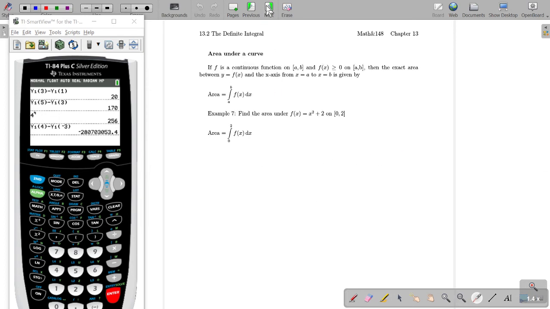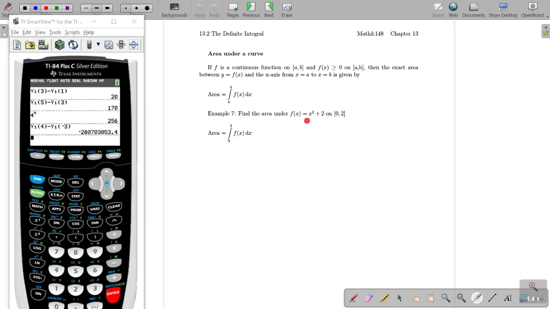So let's take a look at the idea of area under a curve. If f is a continuous function on [a, b], and f of x is greater than or equal to 0 on [a, b], then the exact area between y equals f of x and the x-axis from a to b is given by the integral from a to b of f of x dx.